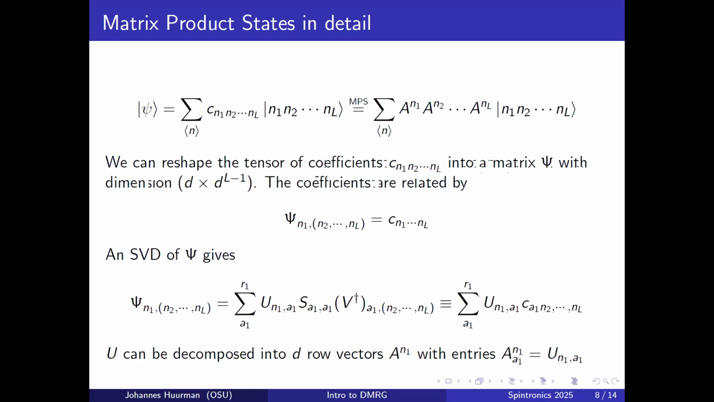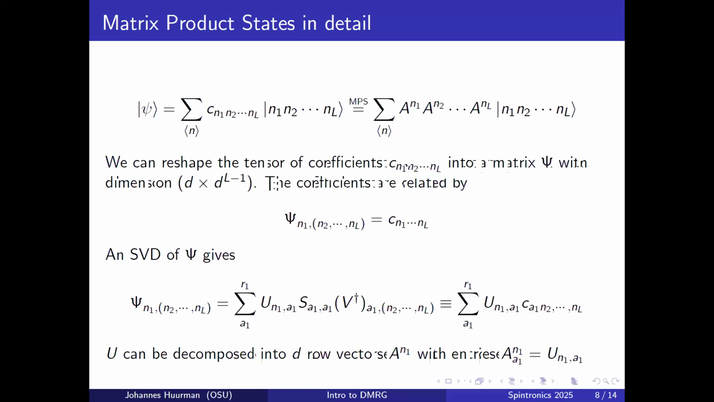And so you'll notice this bond dimension A1 has been shifted into the index of this wave function amplitude. So before it was C n1, n2, and so forth, but now we're summing over the bond index. Okay, and this theme will repeat as we continue. So again, it can be decomposed into D row vectors. That's what we did in the example.